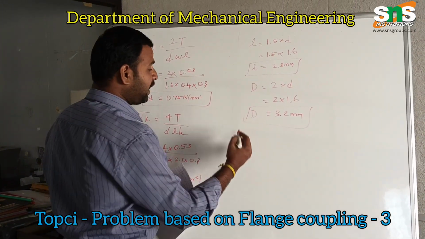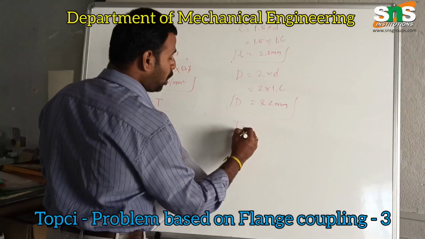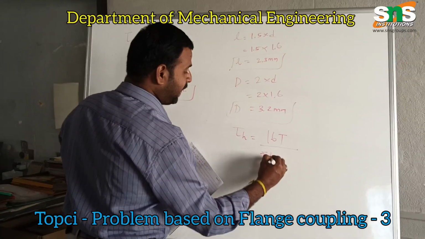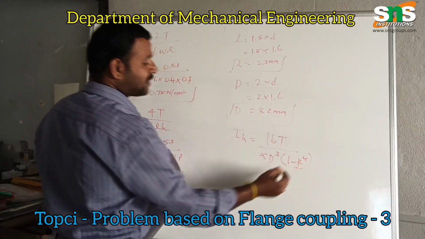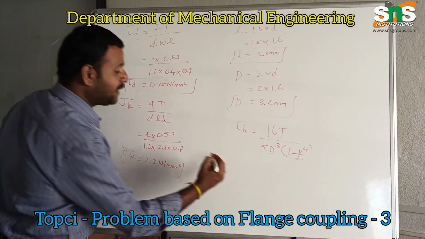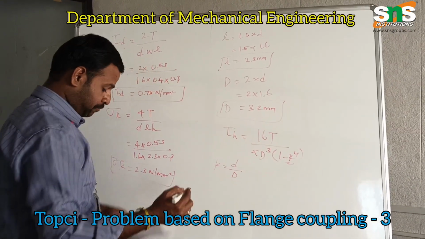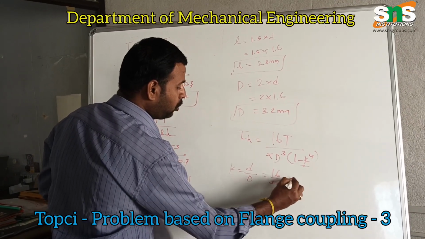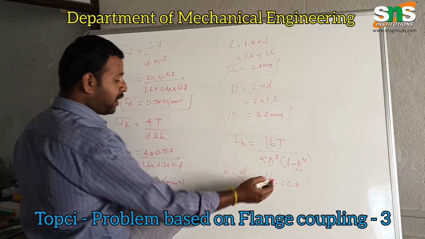So step number 3, stresses in hub. It is denoted by tau h is equal to 16T divided by pi d cube into 1 minus K to the power 4. So how can we calculate this K parameter? K is equal to small d divided by capital D. So it is 1.6 divided by 3.2, which means 0.5. So this is the value we are getting.